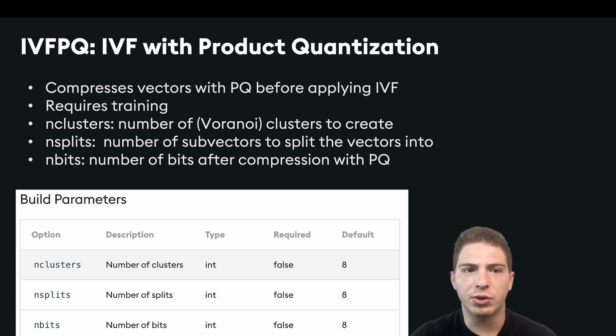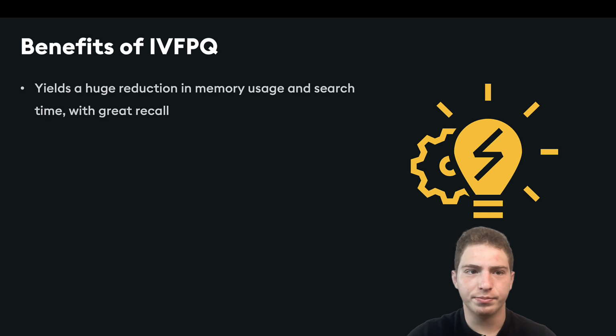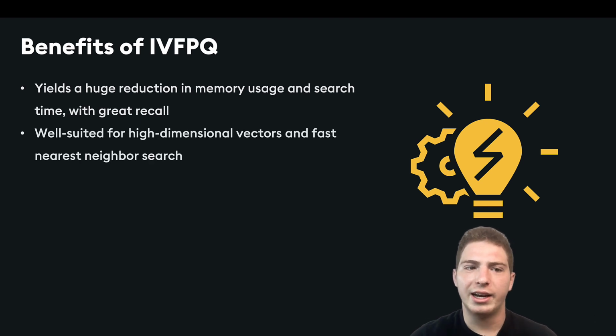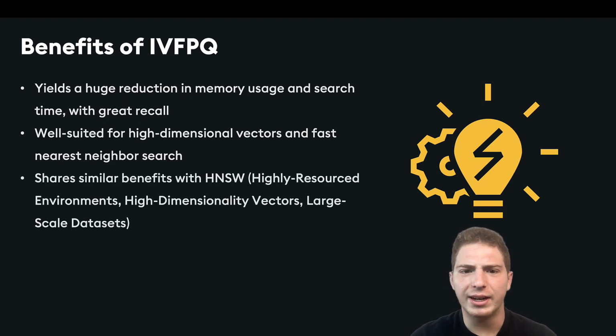So these are things to consider with ivfpq, but ivfpq has massive advantages. One is that it yields a great reduction in memory usage because we're using PQ, and has a much lower search time with great recall because of IVF. And it's well suited for high dimensional vectors and fast nearest neighbor search. It's just really good at both reducing your memory and increasing your search speeds. It has a lot of the same benefits of hnsw, but at a much lower memory capacity.